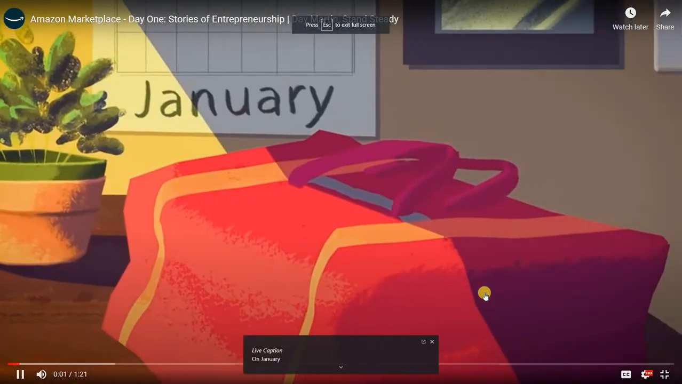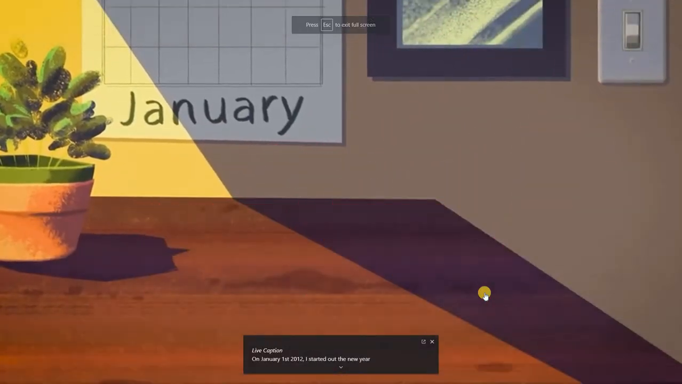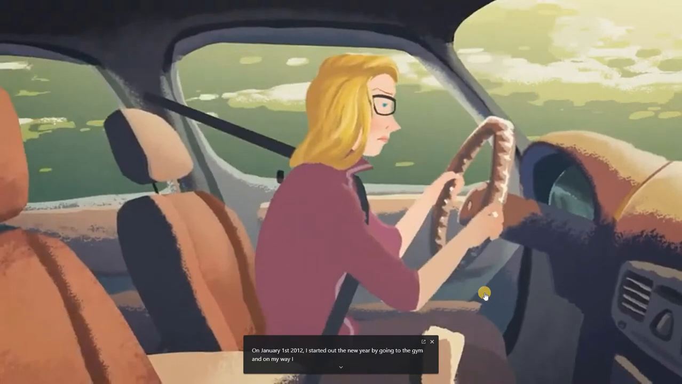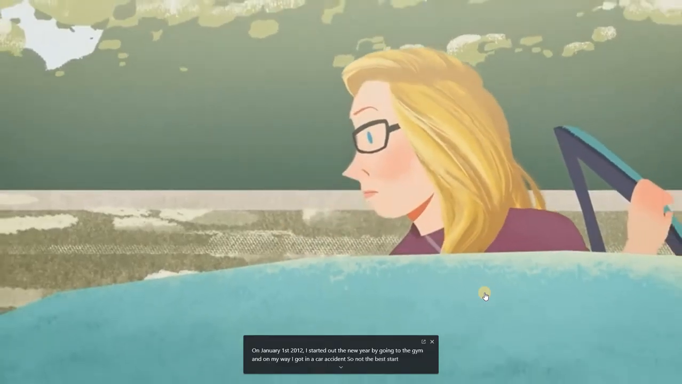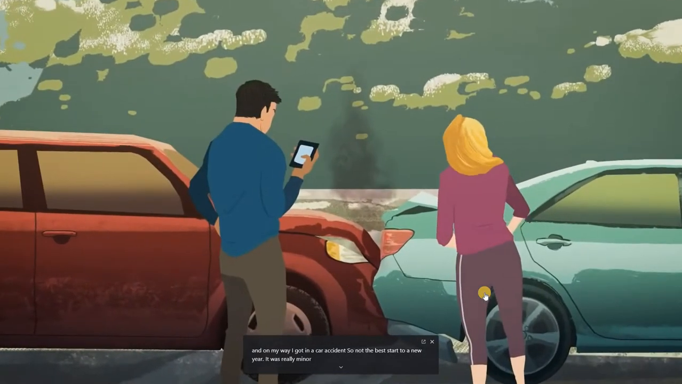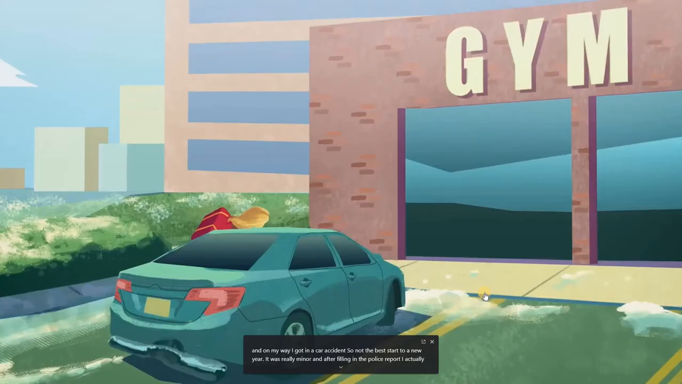On January 1st, 2012, I started out the new year by going to the gym. And on my way, I got in a car accident. So not the best start to a new year. It was really minor, and after filling in the police report, I actually continued on to the gym.